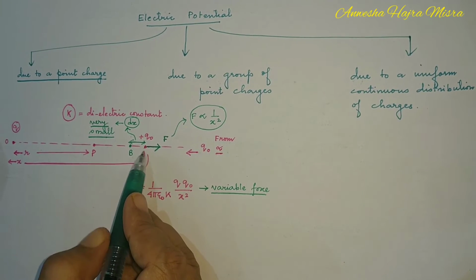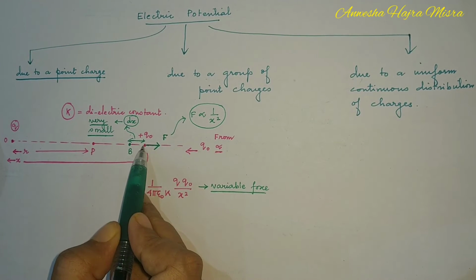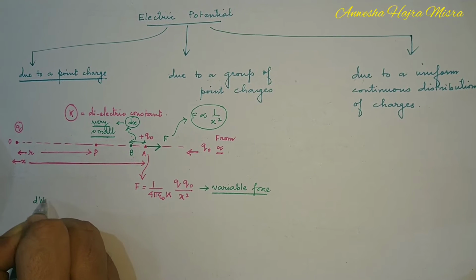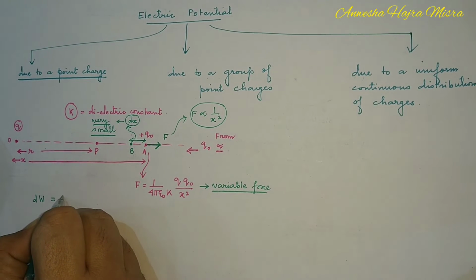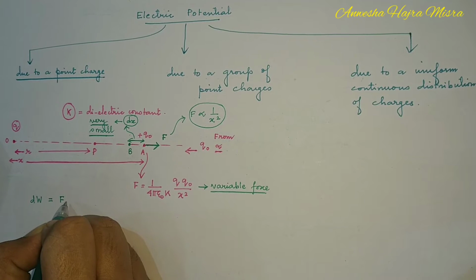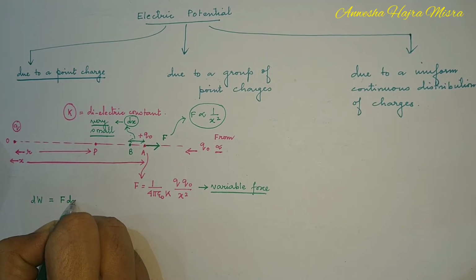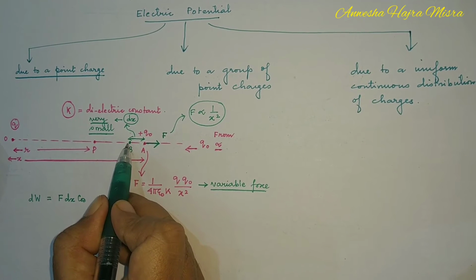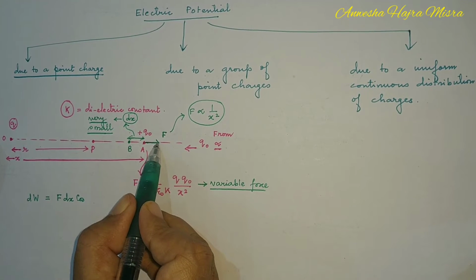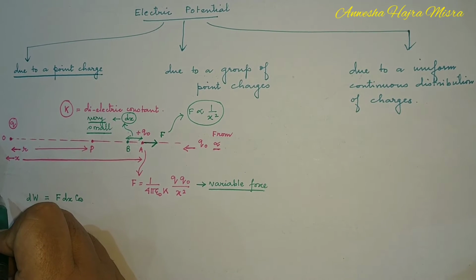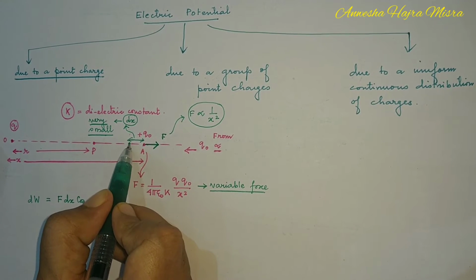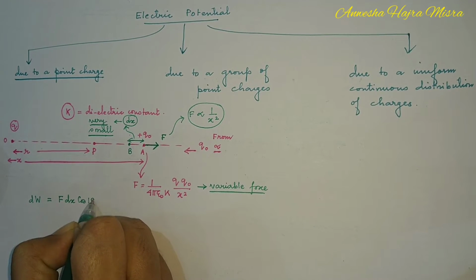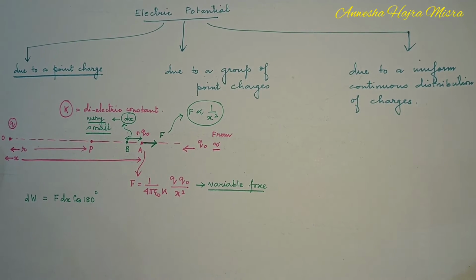So, what is my work done in bringing Q naught from A to B? My small work done dW is F, force into displacement into angle between force and displacement. Here force is a repulsive force as both are positive charge. Now we are bringing it from A to B. So, displacement and force are in the opposite direction. So, you have cos 180.